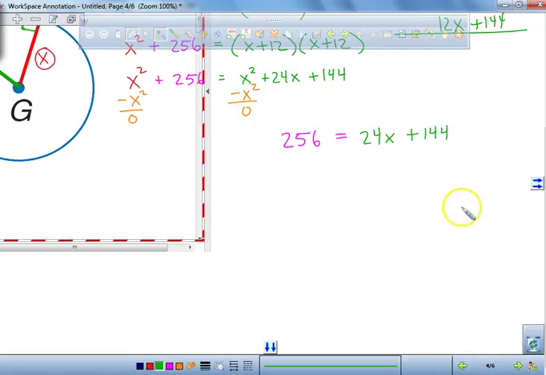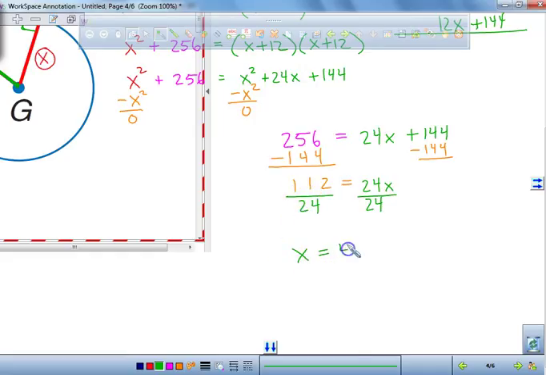No, there are no square roots. There's nothing being squared here. You just solve for x, which means you just take away 144 from both sides. 256 minus 144 is 112. It equals 24x, and then you divide both sides by 24. And x will probably equal 4.6 repeating in the graphing calculator.